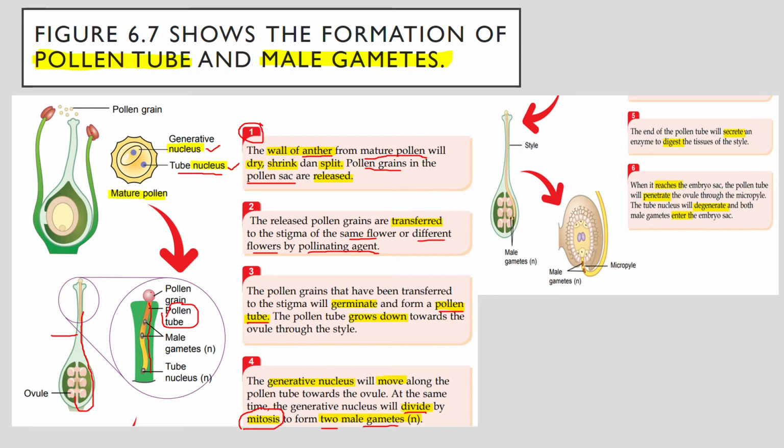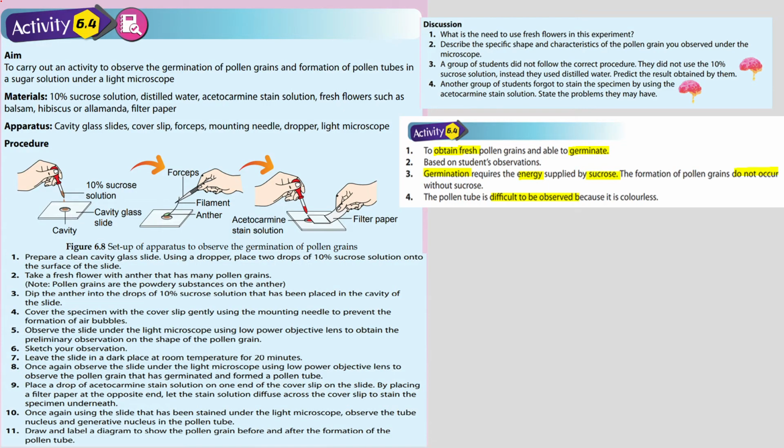Next, the end of the pollen tube will secrete an enzyme, and it's going to digest the tissues of the style. So when it reaches the embryo sac, housing the ovule, the pollen tube will penetrate the ovule through the opening. This is the micropyle. The pollen tube is going to penetrate into the ovule through the micropyle, where the tube nucleus will degenerate. Don't forget that this tube nucleus is here leading. When it first reaches this point, it's going to degenerate. When it degenerates, it's going to leave a hole over here, and therefore it's like a door opening up for these two male gametes to enter into the embryo sac. Okay, so that's what happened.